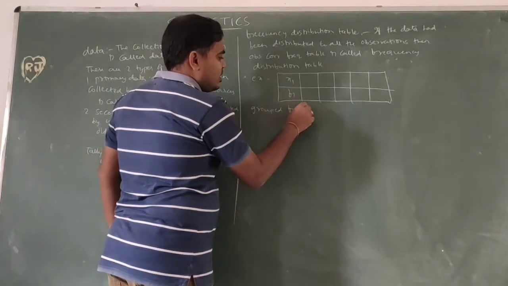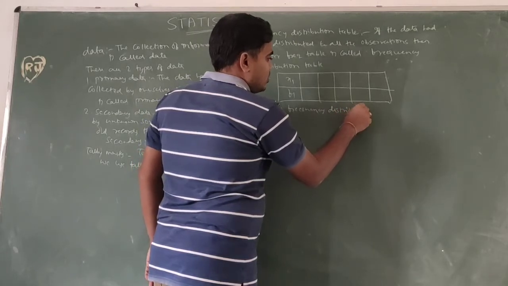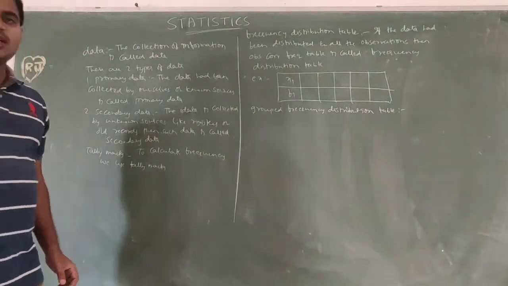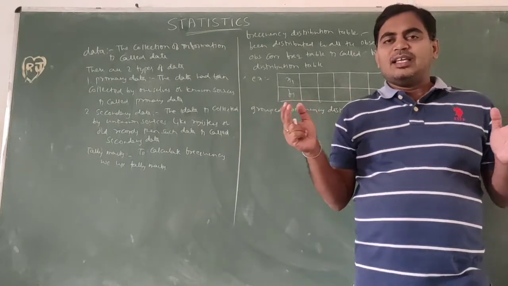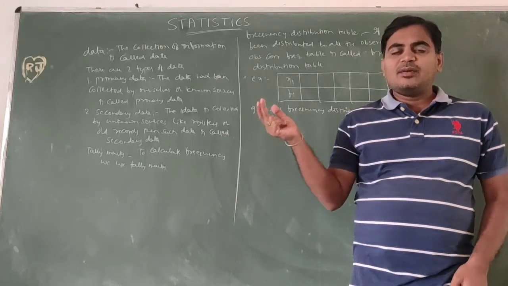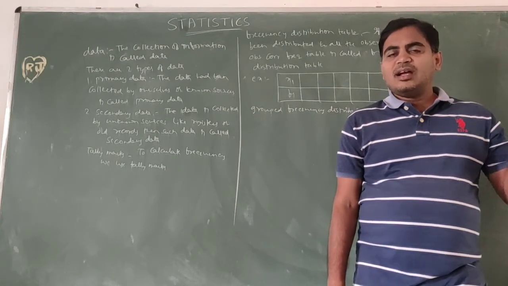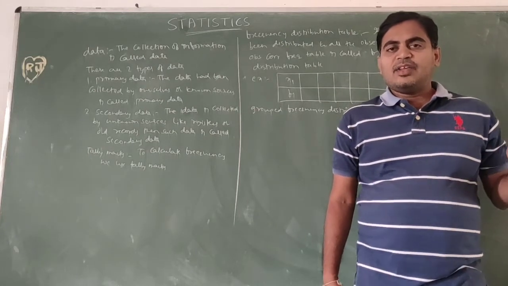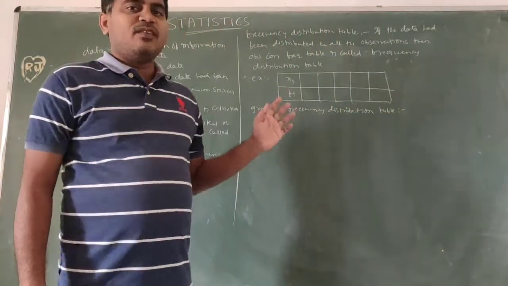Grouped frequency distribution table is nothing but, instead of individual observations, the large amount of data is divided into class intervals. How many observations are within a class interval is called the frequency. Then the class interval-corresponding frequency table is called a grouped frequency distribution table.